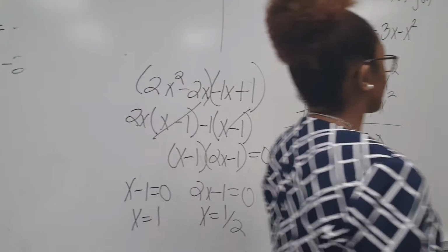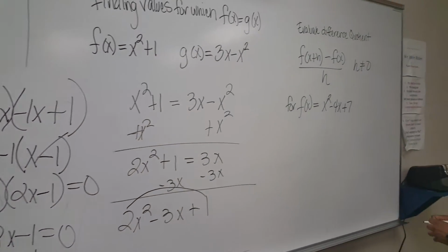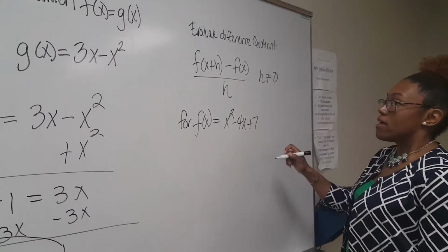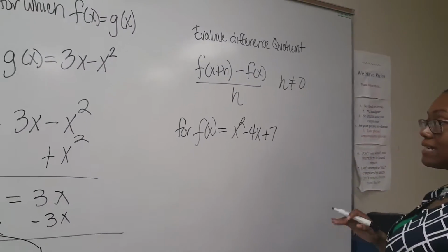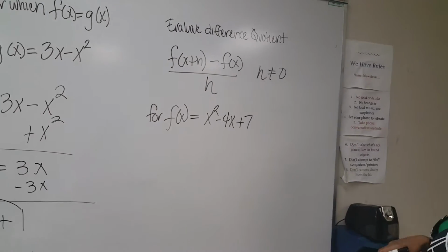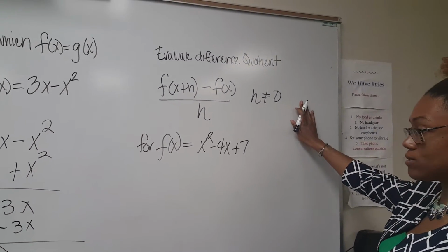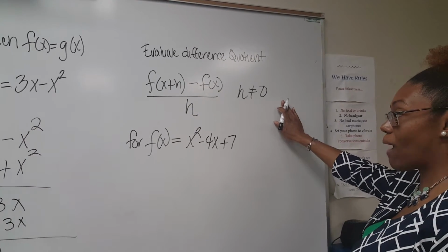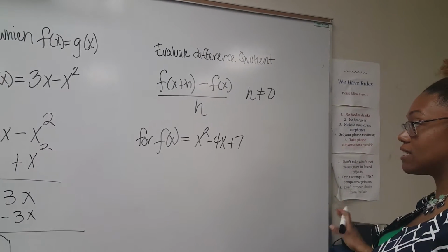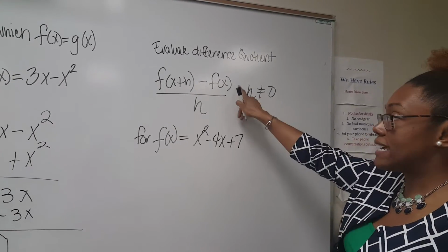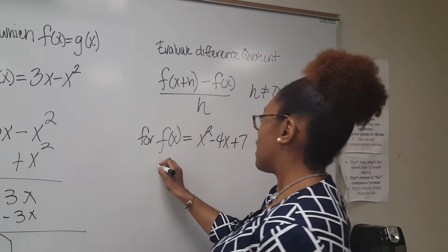Now, moving along for the last part of the video, evaluate the difference quotient. So f of x plus h minus f of x all over h, of course, when h does not equal 0. Anytime you have 0 at the bottom, that means that you have something that's what? Undefined.